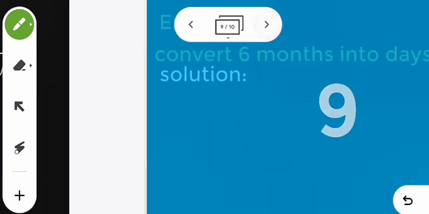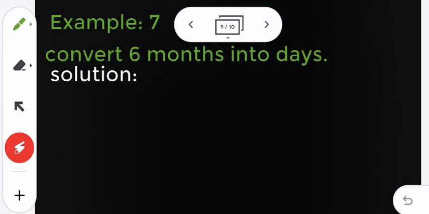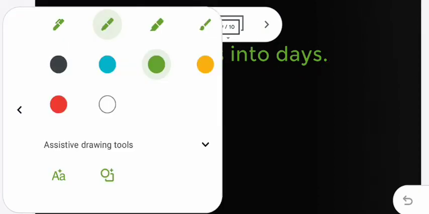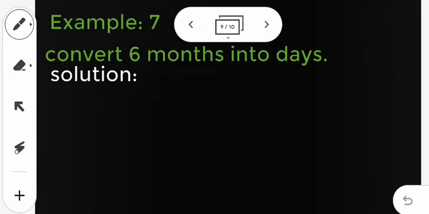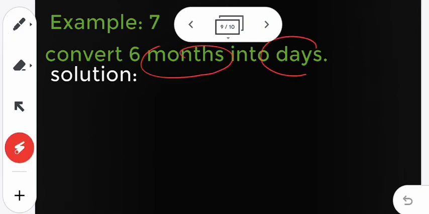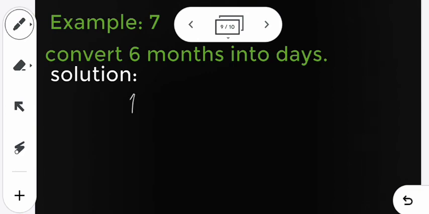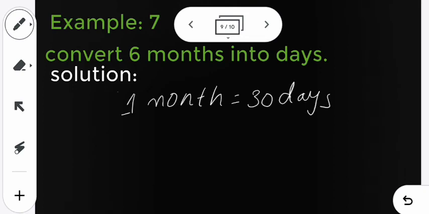Okay, now next one, convert 6 months into days. 6 months into days. So the formula is month and day. 1 month is how many days? It is 30 days. So you can check the formula: 1 month equal to 30 days. So this is a formula.